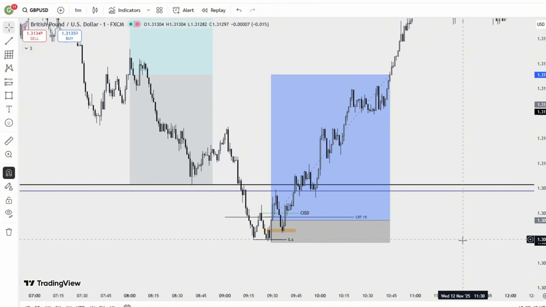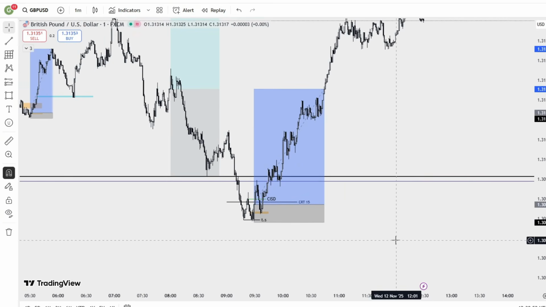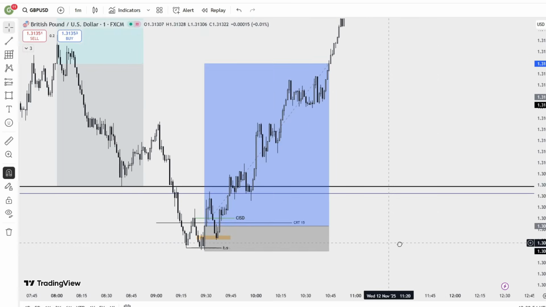First things first, I want to share with you guys this trade I took this morning on the GBP. So, 5 AM model.